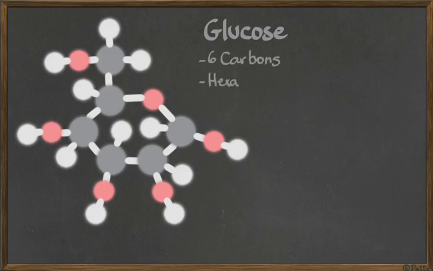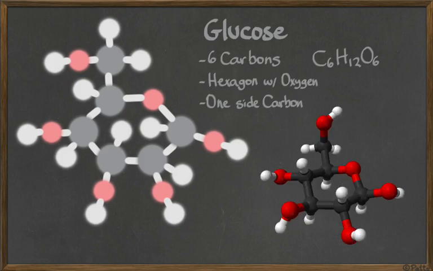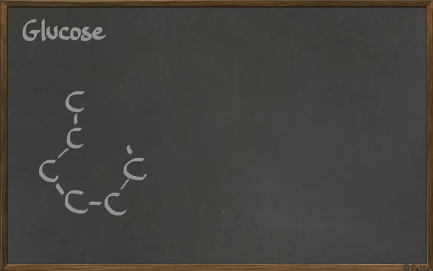It contains 6 carbons. It forms a hexagon with the oxygen, and it has one side carbon. This here is a side carbon that stays over there. And the molecular formula is C6H12O6. And here is another representation of glucose, and if I show it with letters, it will look something like that. A ring making a hexagon over here with one side carbon over there. So this here is a glucose.